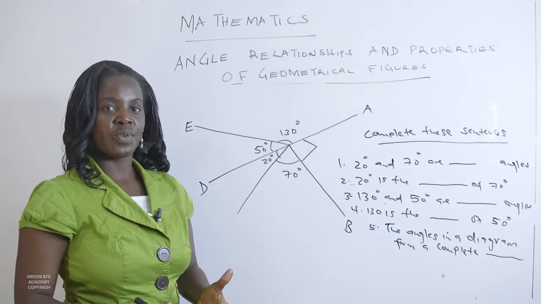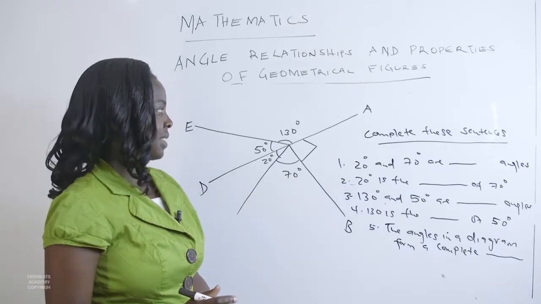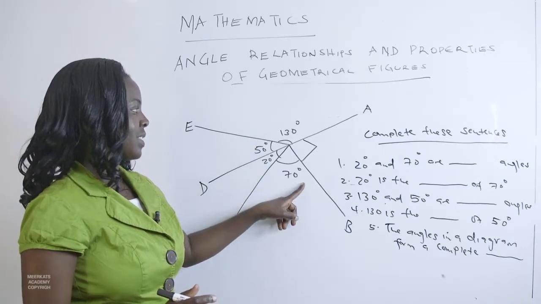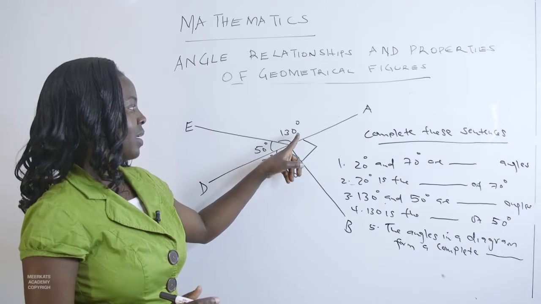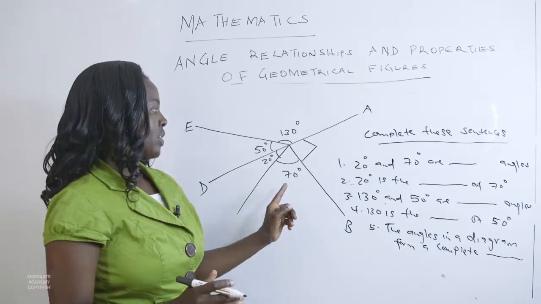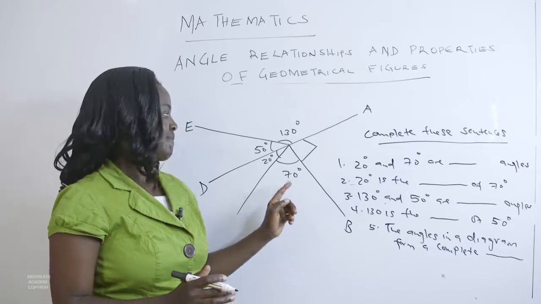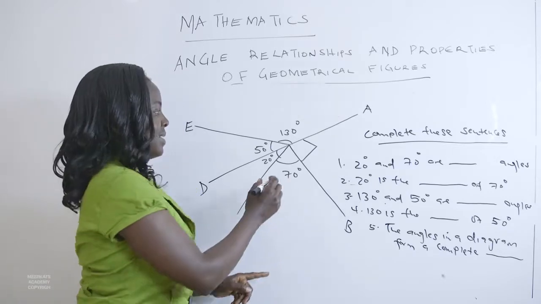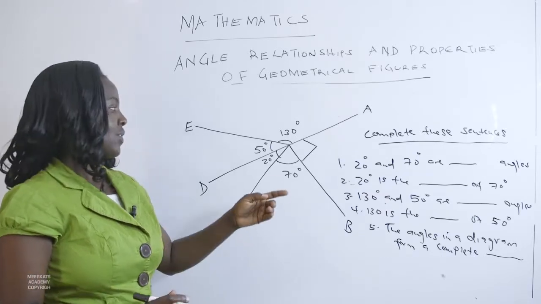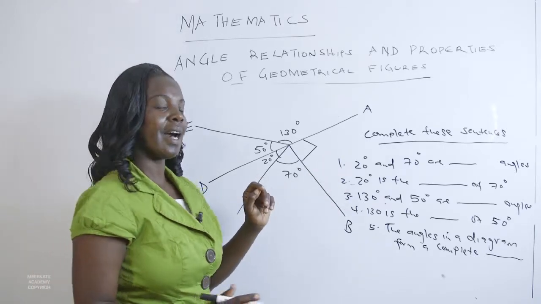Let's see if we have understood what we have just learned. We are told to complete the following sentences. We have these angles here. We have 20 degrees, 70, 50, 130. Then we have a right angle here. So we are told 20 and 70 are dash angles. If you add 20 and 70, what do you get? 90 degrees, isn't it? So 20 and 70 are complementary angles.